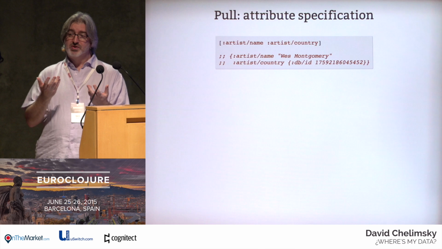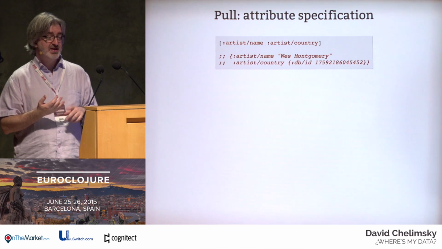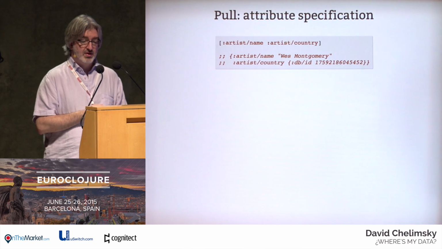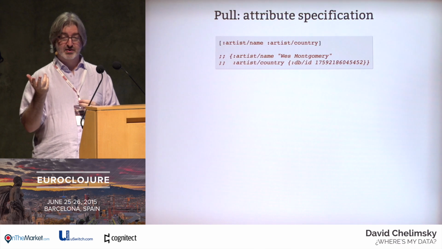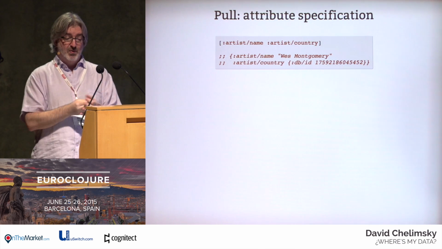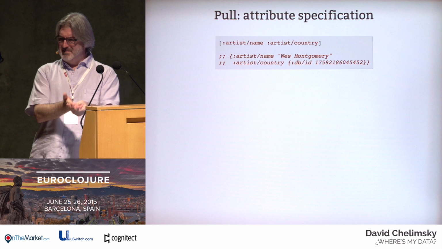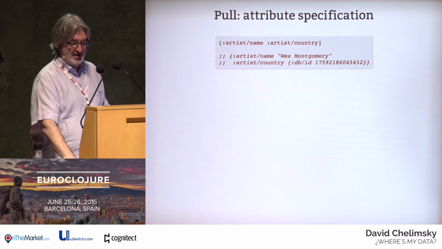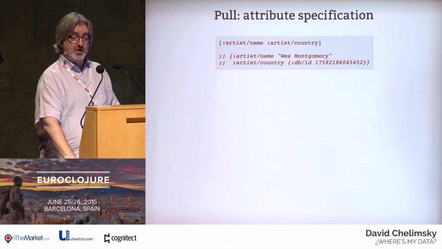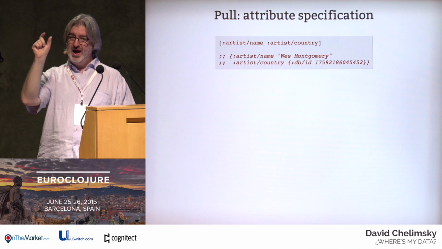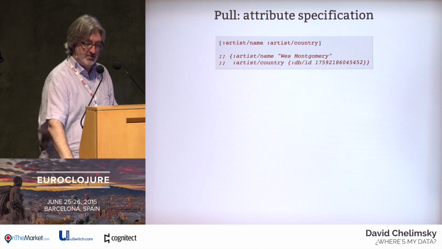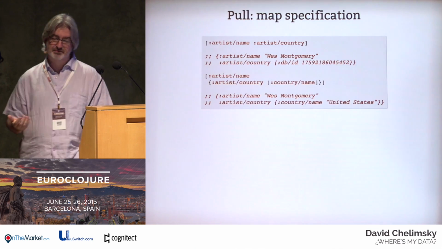We can ask for more than one thing. We can say, give me the artist name and the artist country. So in this case, we've got a map of artist name pointing to the value, and then we've got artist country pointing to this map. And again, the map with DB ID and a value isn't that helpful. So what we can do is specify how we want artist country to be returned, and we do that with a map specification.